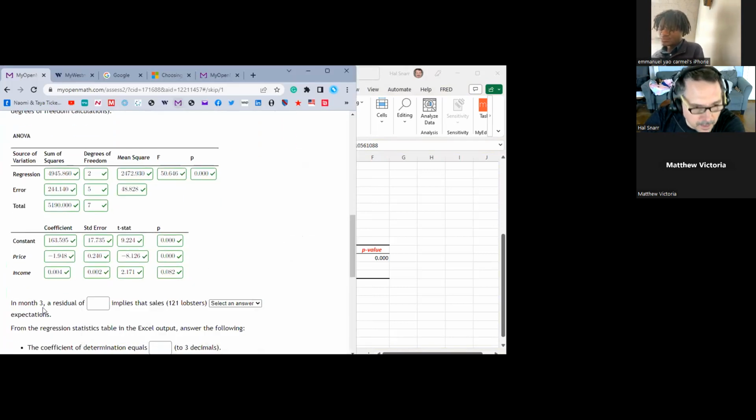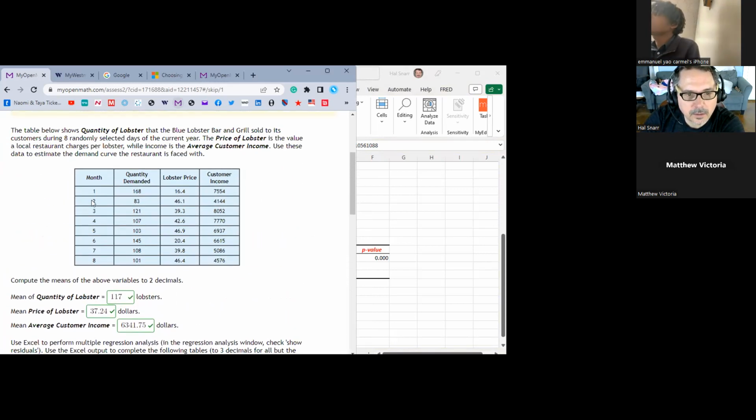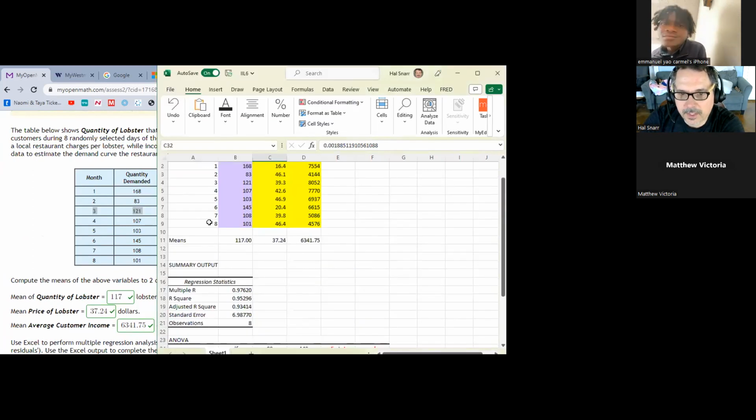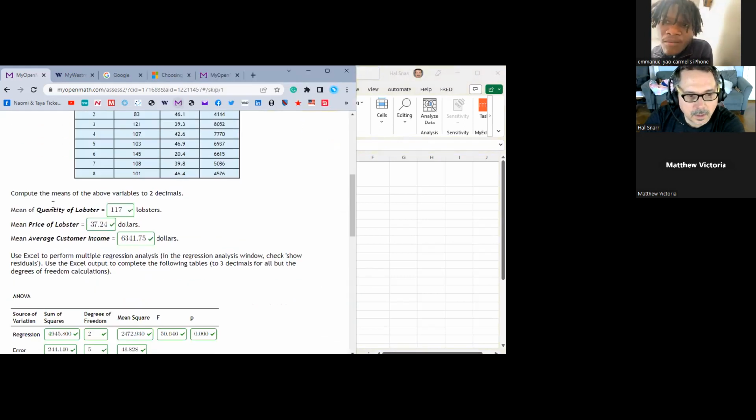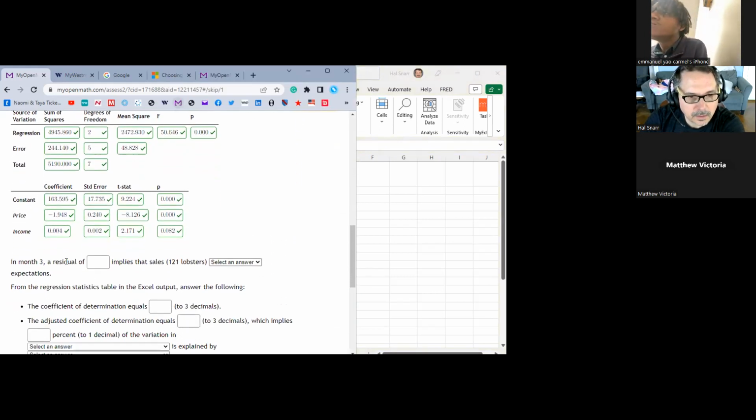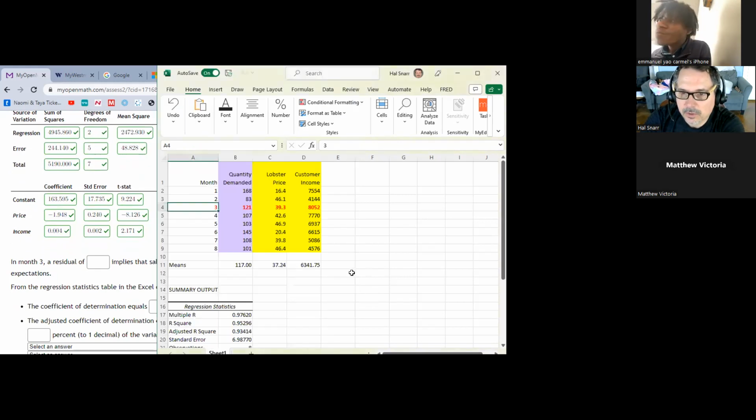Now in month 3, a residual of blank implies sales. So in month 3 up here, we got month 3 right here. Let's highlight month 3. I'm going to make it bold and red. There's month 3, right? So in month 3, we have to calculate the residual. So how do we calculate the residual here?